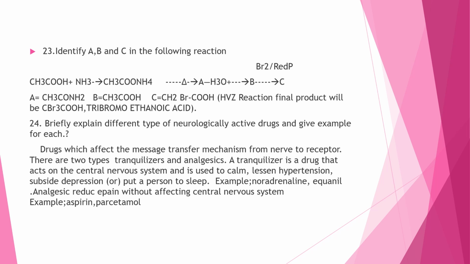Question number 24, briefly explain the different types of neurologically active drugs and give examples for each. We know that the drugs which affect the central nervous system are called neurologically active drugs. There are two types, tranquilizers and analgesics. Tranquilizers induce sedation by affecting the central nervous system, and analgesics are of two types, narcotic and non-narcotic. An example for tranquilizers is Equanil. Analgesic examples are aspirin, paracetamol, etc.